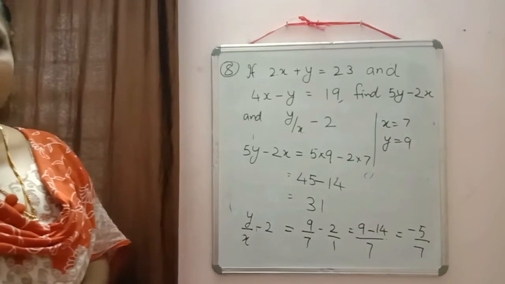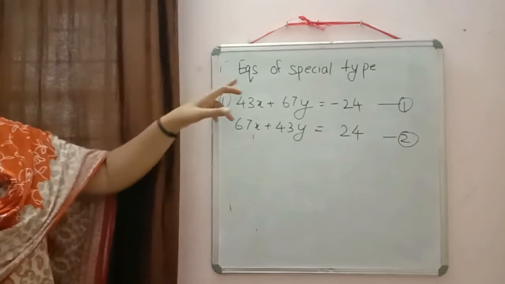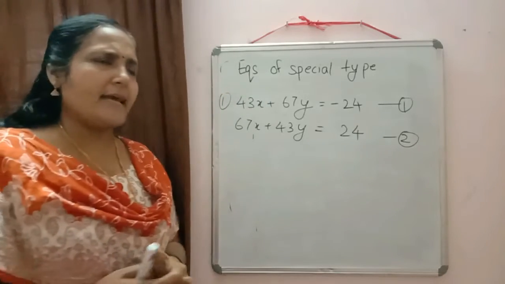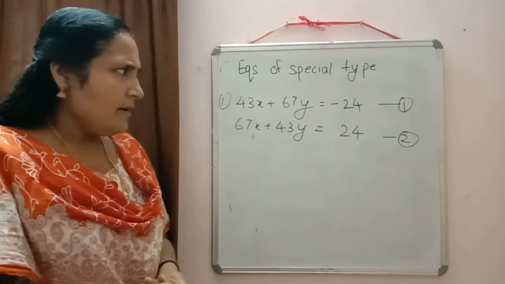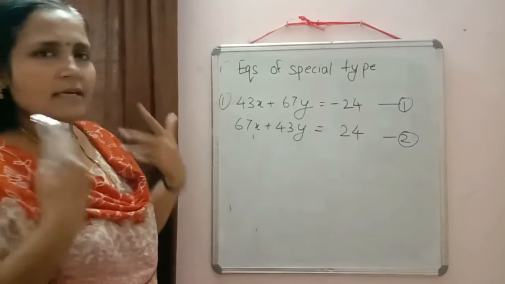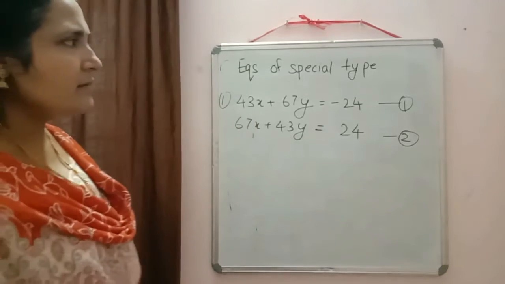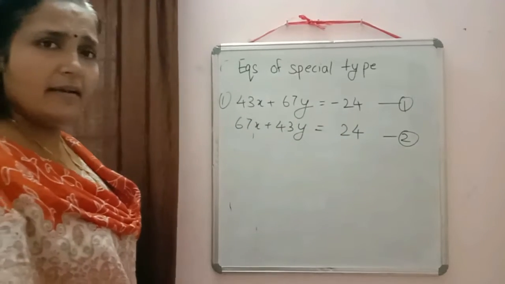Moving on to the next question. All of you, have you noticed I wrote here an equation of special type. Why did I write equation of special type? What is the speciality? Can you find out what is the speciality of this equation? Okay, numbers are same there, only sign different.